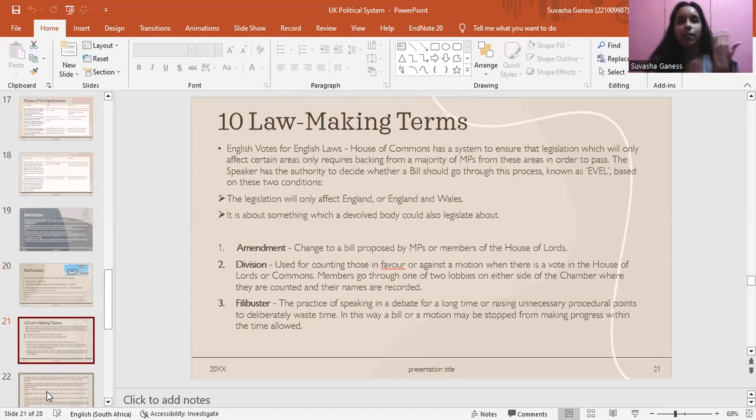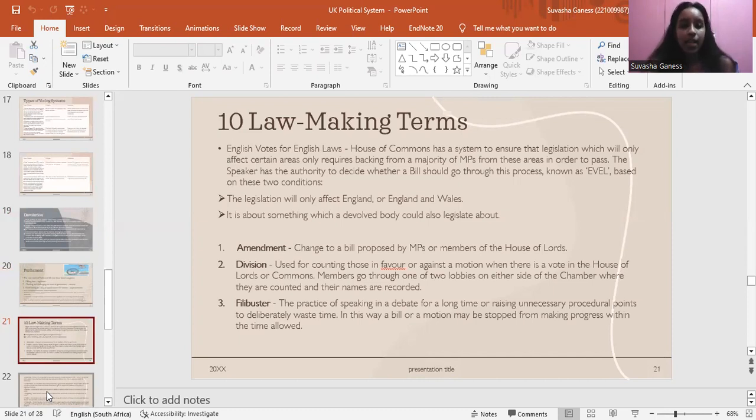So these are just 10 lawmaking terms that I think are important for you guys to know. It's just like the type of words people use in debate, to be able to understand what these terms mean. So, English votes for English laws. The House of Commons has a system to ensure that legislation which only affects certain areas only requires backing from the majority of MPs from these areas in order to pass. The Speaker has the authority to decide whether a bill should go through this process, known as EVEL, which is English votes for English laws, based on 2 conditions. Firstly, the legislation will only affect England or England and Wales, and it is about something which a devolved body could also legislate about.